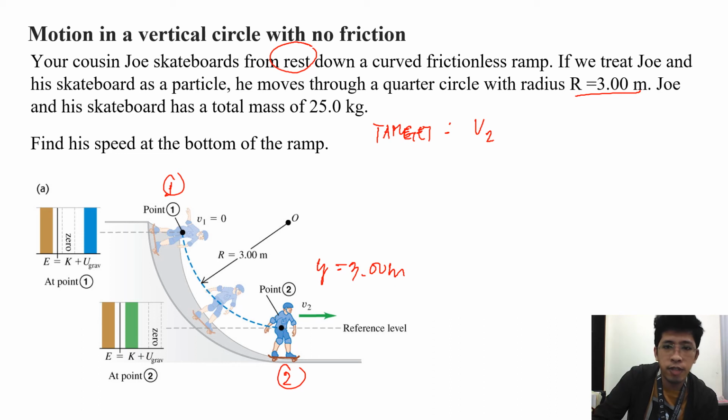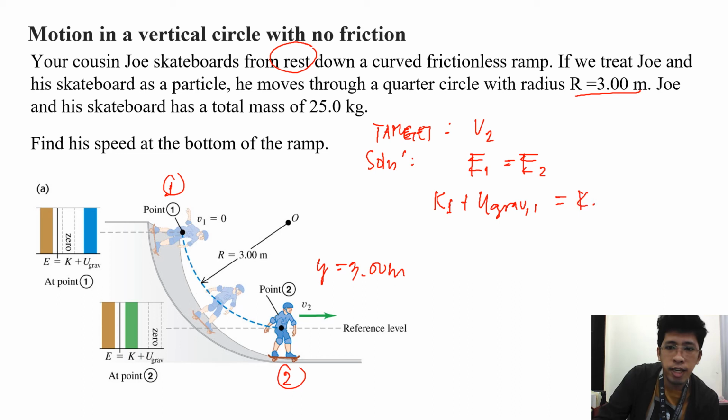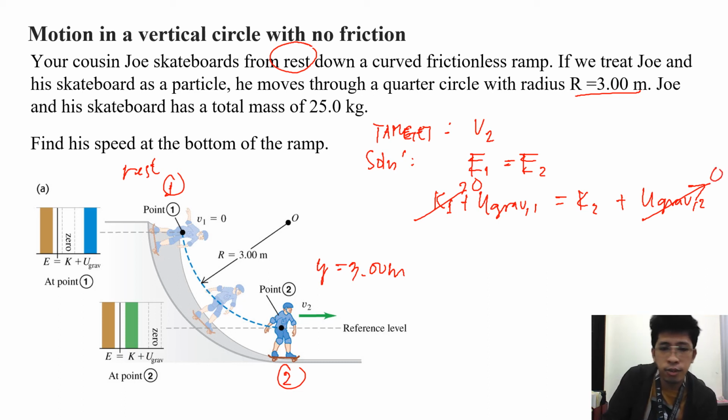From conservation of total mechanical energy, you have E1 equal to E2. We only have gravity doing the work. So we have your kinetic energy 1 plus your U grav 1, equal to your K2 plus your U grav 2. At point 1, your kinetic energy is 0 because your cousin Joe is at rest; the velocity is 0 at point 1. And at point 2, you no longer have any height because this is at y equals 0. So your potential energy 2 is 0.